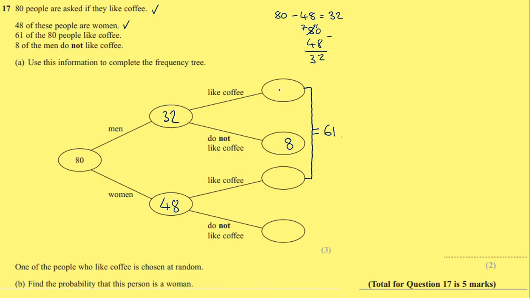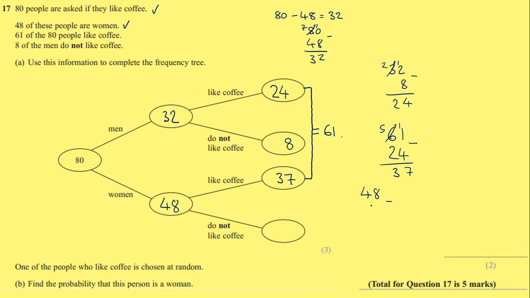We can find this out though using the fact that 32 must equal 8 plus something. Well, let's do 32 take away 8. 2 take away 8 doesn't work. 12 take away 8 is 4. 2 is just 2. So there were actually 24 men who did like coffee. And there were 61 people who like coffee overall. So if we do 61 take away 24, 1 take away 4 doesn't work. 11 take away 4 is 7. 5 take away 2 is 3. And so there would be 37 women who did like coffee.